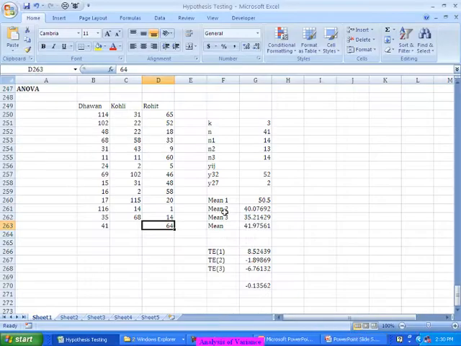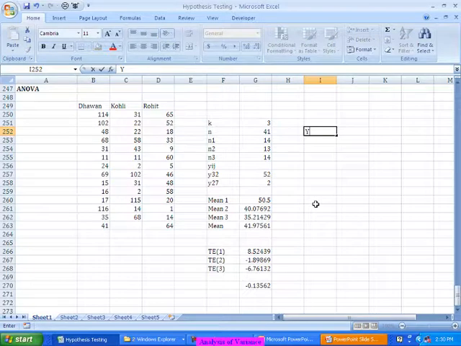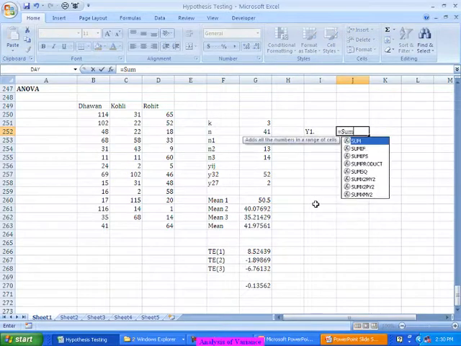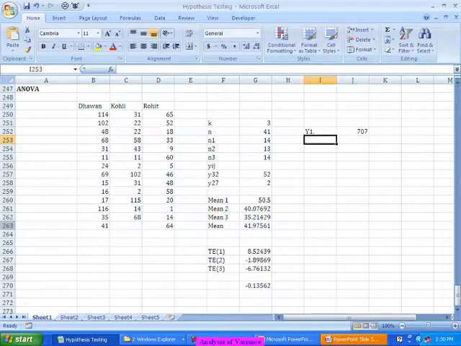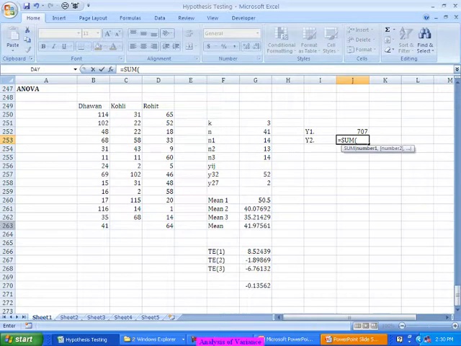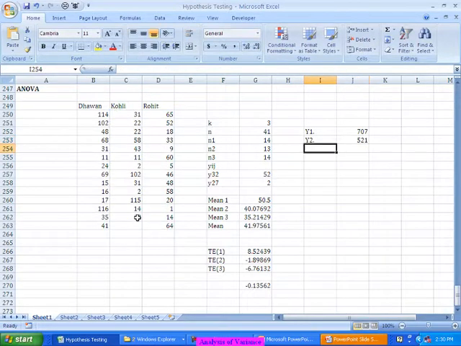So, in our example, I'll write down some of the observations. If I put y1 dot, it means the summation of all the observations of the first treatment, the total runs scored corresponding to the first treatment. When I say y2 dot, it's again the summation of all the observations corresponding to the second treatment.